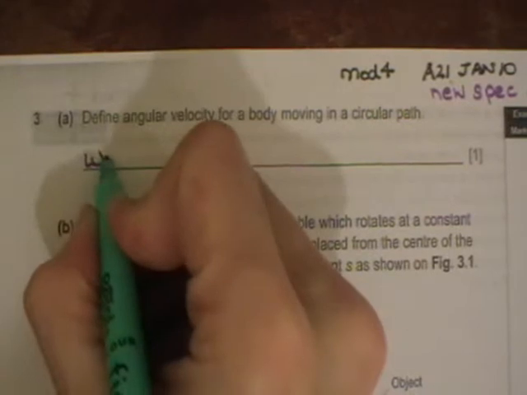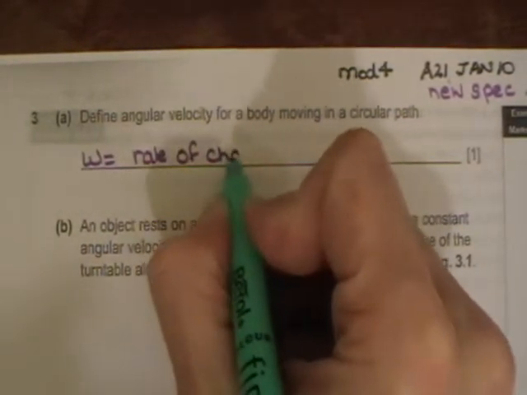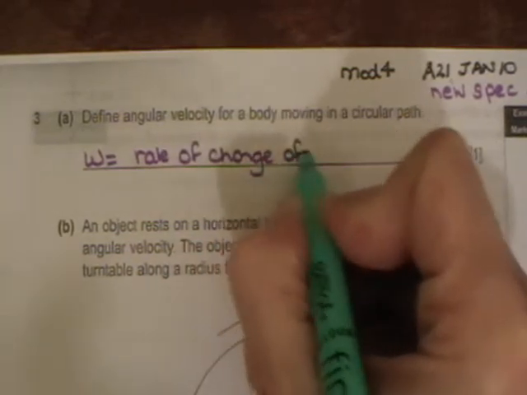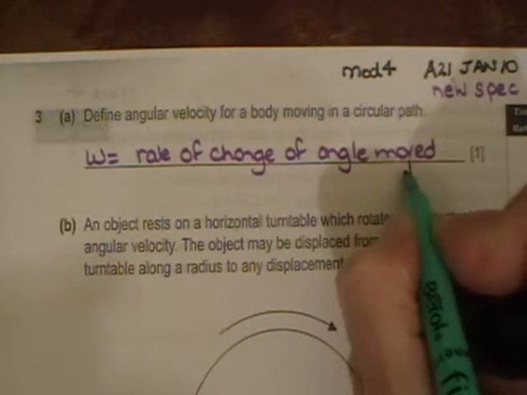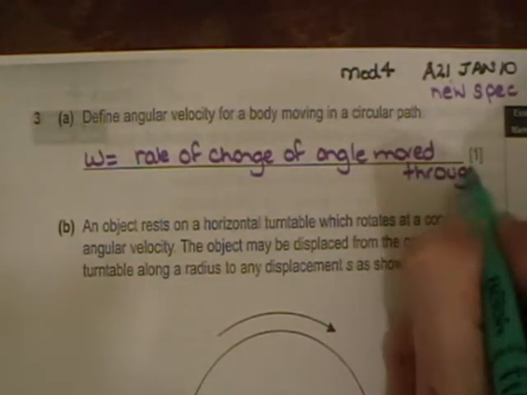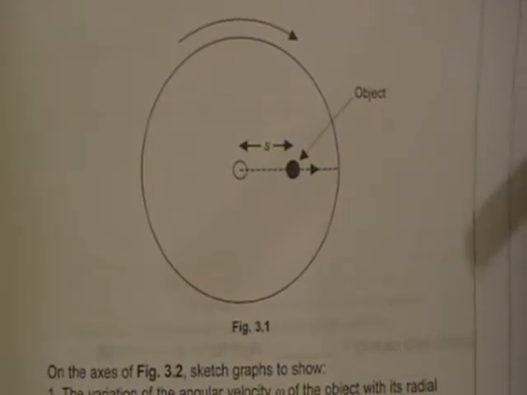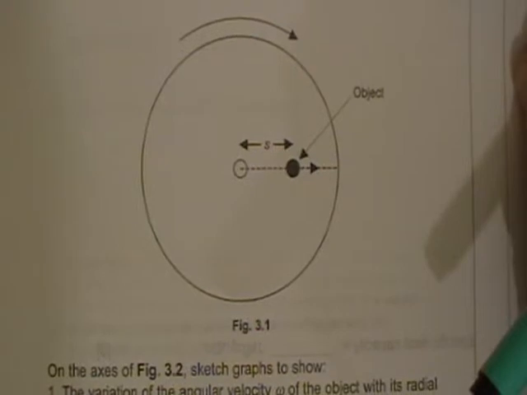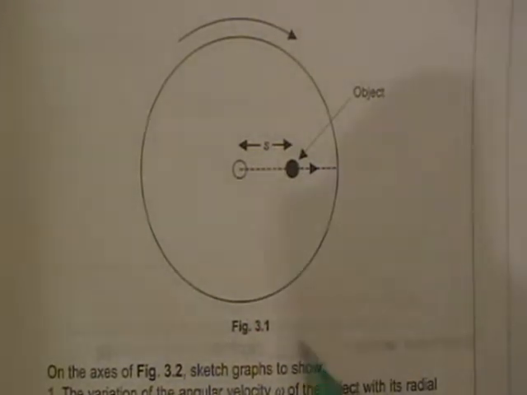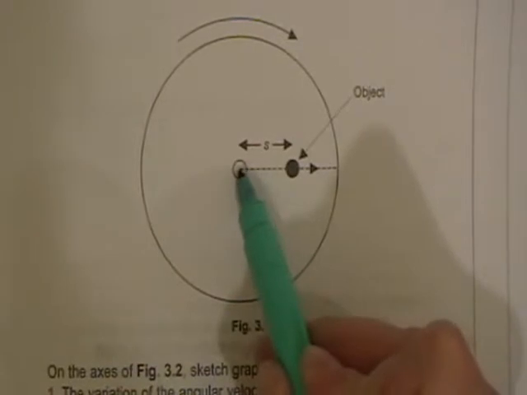And angular velocity is the rate of change of angle moved through. You can of course say theta over t provided you define both of those. An object rests on a horizontal turntable which rotates at a constant angular velocity. The object may be displaced from the centre of the turntable along a radius to any displacement s is shown. So as it moves round, this mass, say it was a penny, will move further and further out.